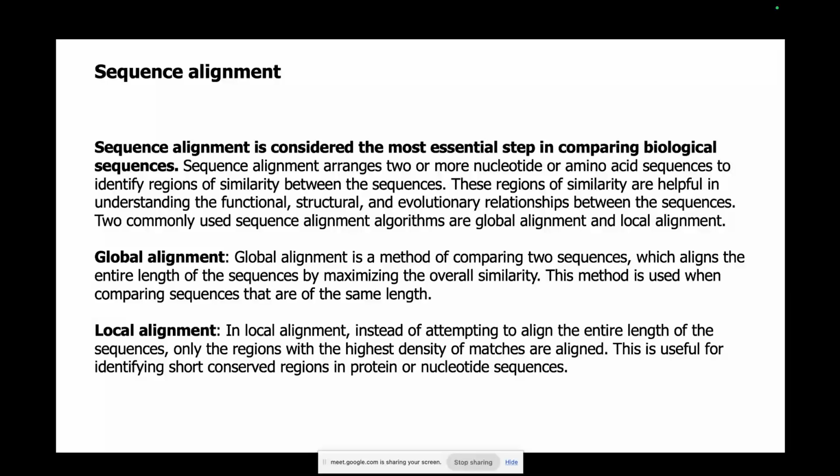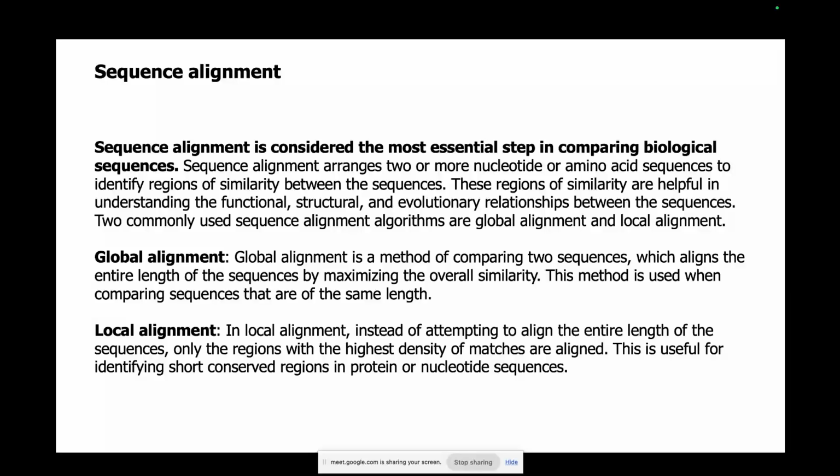So sequence alignment is a very important aspect in bioinformatics across different domains, right? Be it proteins, nucleic acids, mRNA, or whatever, sequence alignment is central to a lot of things that you do in bioinformatics, right? Two types of alignment we'll be talking about in today's class: the global alignment and the local alignment.